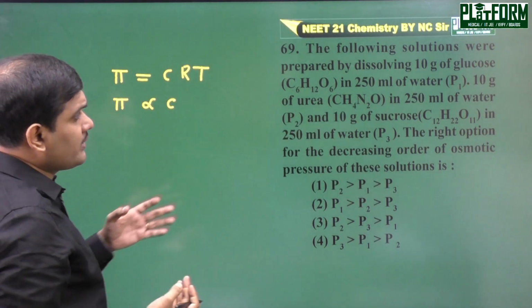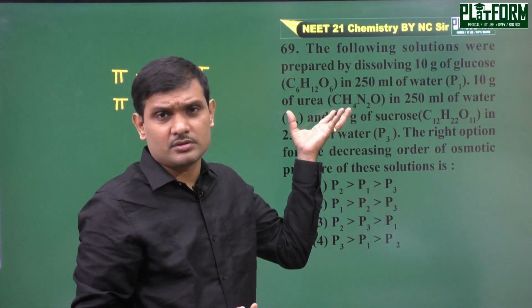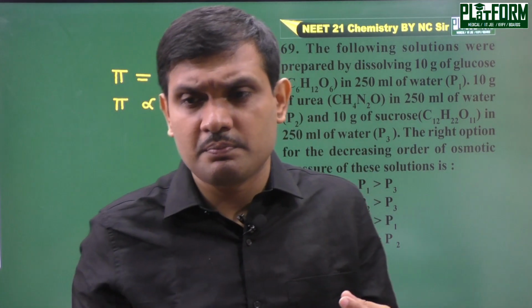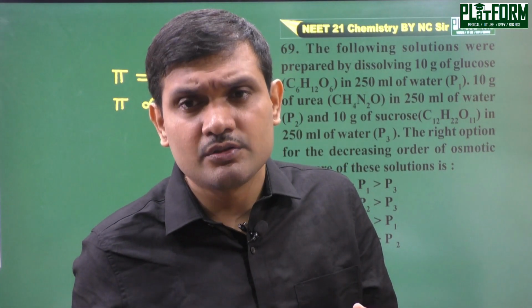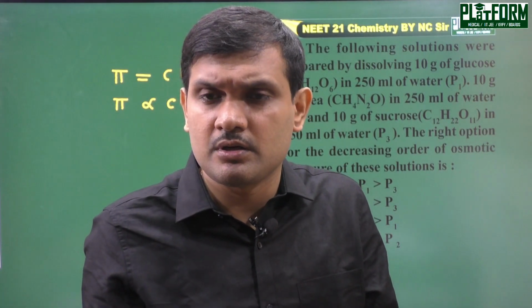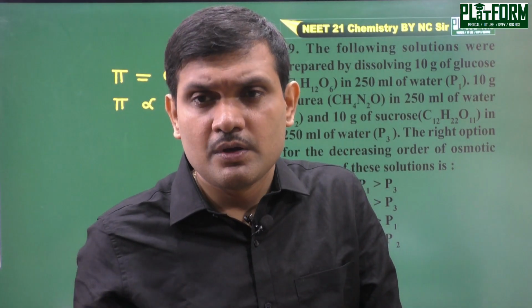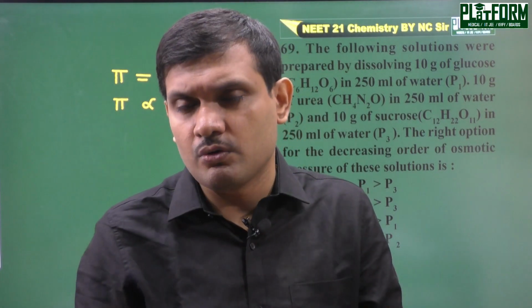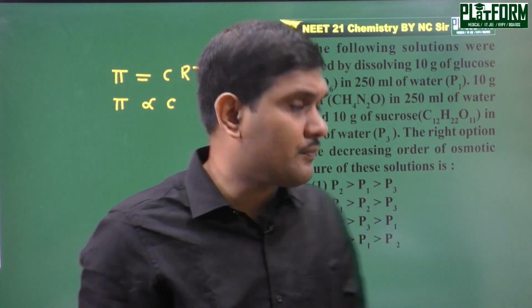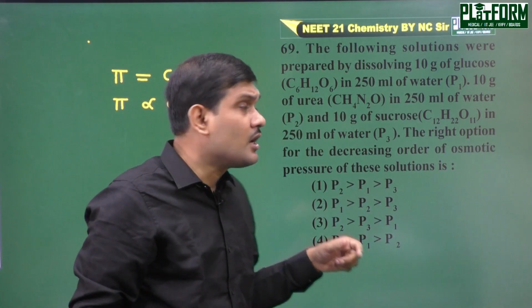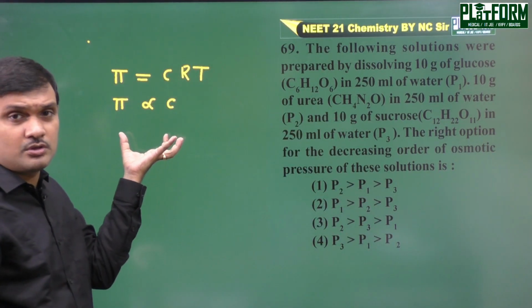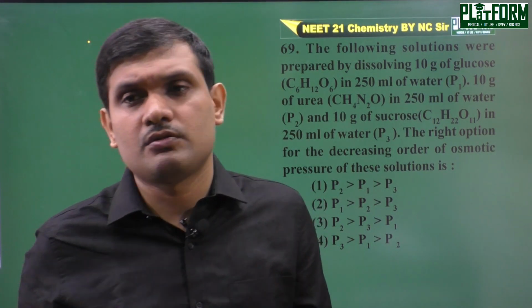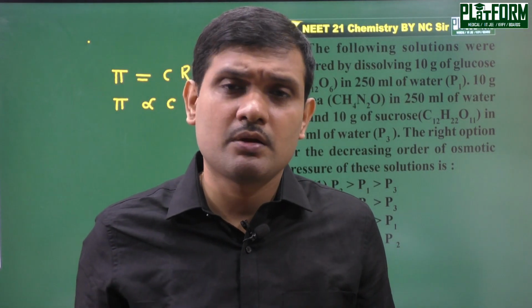Now in all the cases you can find the concentrations. 10 gram glucose divided by the molar mass of glucose, 180, gives the number of moles present in 250 milliliter. Then multiplied by 1000 by 250, or multiplying the mole number by 4, you will get the molar concentration. You can find the molar concentration in these three cases, and it is directly proportional to pi. The solution with higher molar concentration will definitely have higher pi value. This is one way to solve.